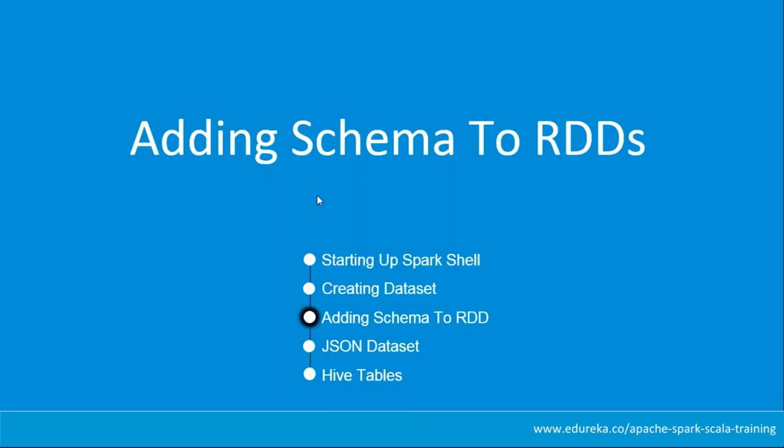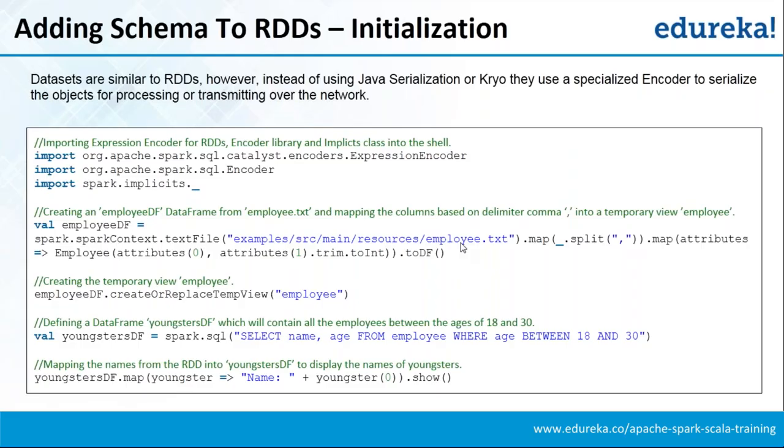Now, let's see how we can add the schema to RDD. In order to add the schema to RDD, what are we going to do? In this case also, you can see we are importing all the libraries that are required. Then we use the Spark context text file, read the data, split it with respect to comma, then map the attributes to the employee case class we created, converting these values to integer. So in the end, we are converting to DF.